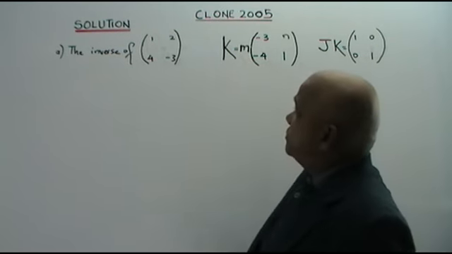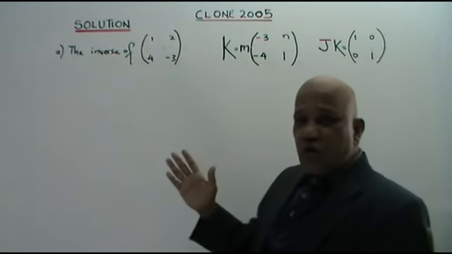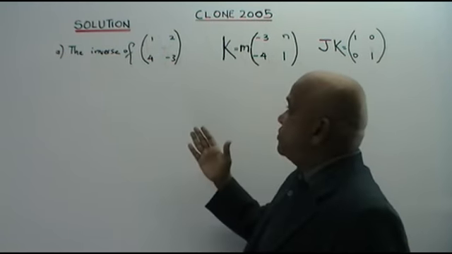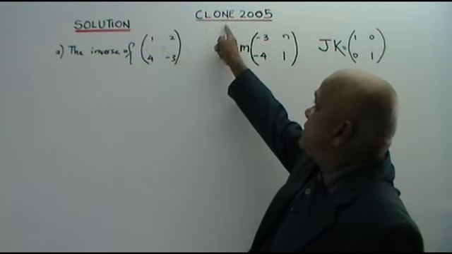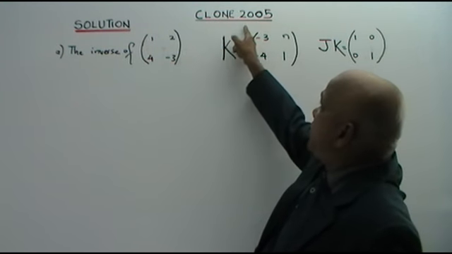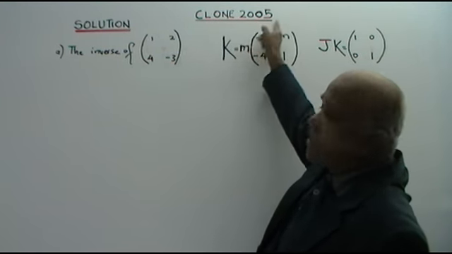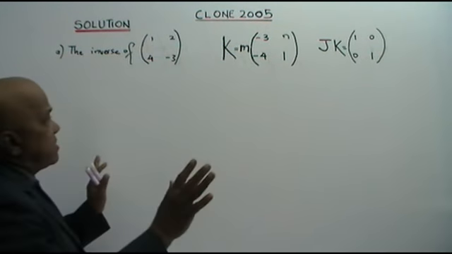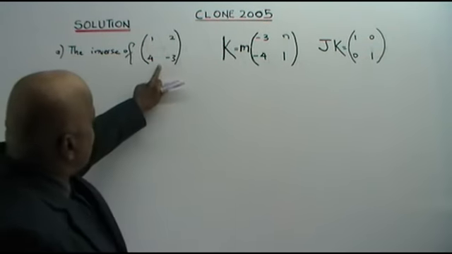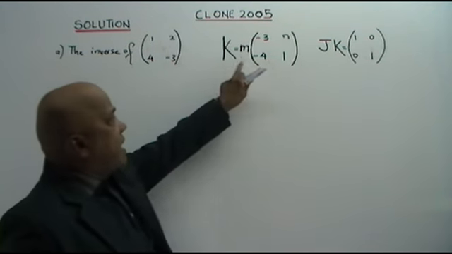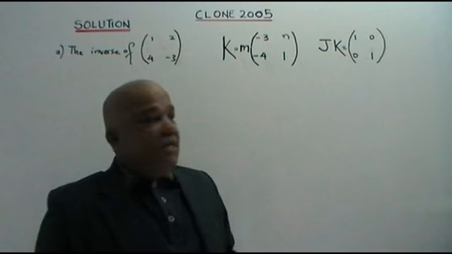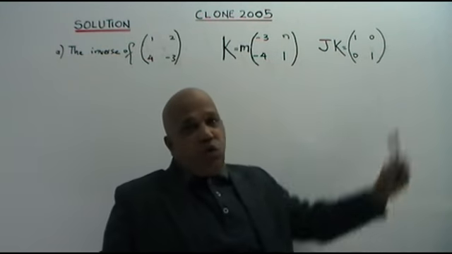Here I have for you another clone question based on matrices, paper 2. This question is based on the question in the year 2005. Let's see how this is done. Now this is matrix J, this is K, and you are told J times K is 1001.